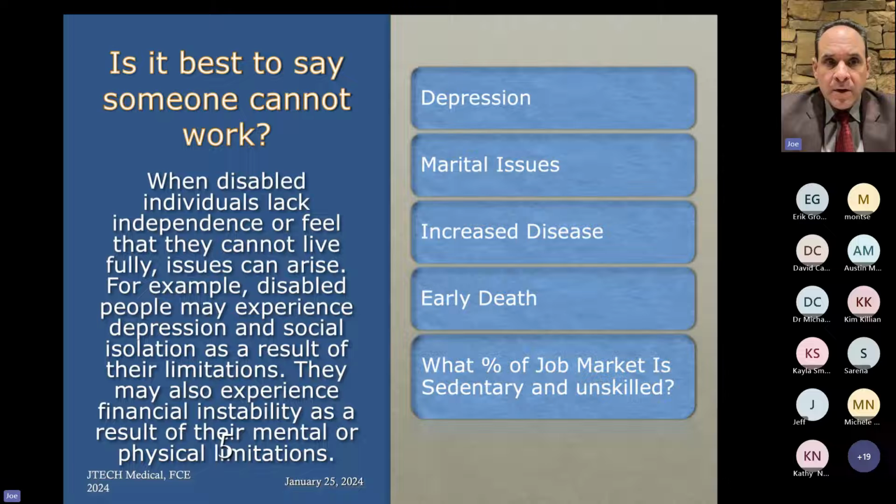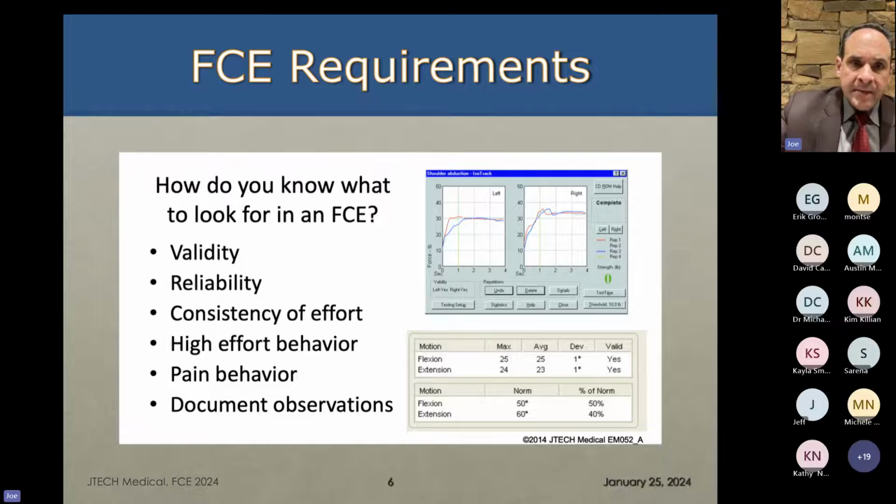So again, it's really important that you get these FCs right, for the sake of the patient and for the sake of the industry. FC requirements. Again, a lot of these FCs say, well, the FC was valid, and we'll talk much more about this because this is why we're here today. But do you really understand what that means? If my test is reliable, the patient had consistent effort or high effort behaviors, or is there reliable pain behaviors? Of course, FC always requires thorough documentation and objectivity to these opinions.